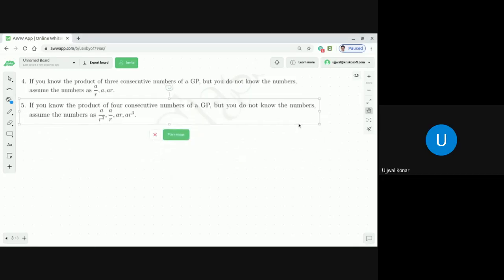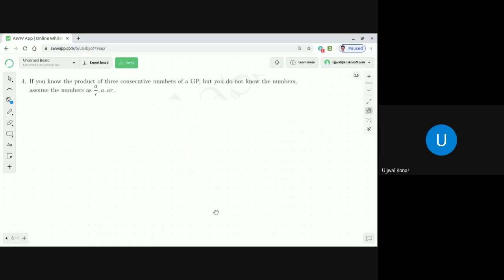But here it is, as you see, all of you, please note it down. A by R cube, A by R, AR and AR cube. Now if you make a product of all these numbers, you will see that R is actually cancelled out. That is why if you know the product of 4 consecutive numbers of a GP, but you do not know the numbers, assume the numbers as A by R cube, comma A by R, comma AR, comma AR cube. Clear or not clear?